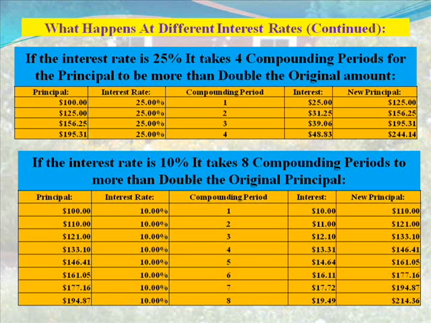Below this, notice if the interest rate is 10%, it takes 8 compounding periods to more than double the original principal. See below where we start with $100, compounding period 1, and at the end of doing the compounding in year 8, we end up at $214.36.